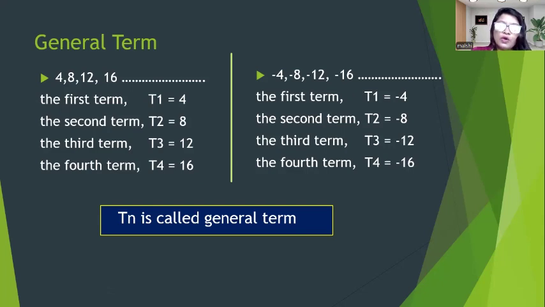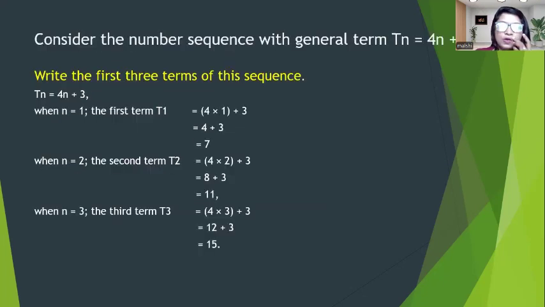When you find any term using the number pattern, you need to identify the general term for the given pattern. This is an example of how you find the first three terms. According to this question, the general term is Tn equals 4n plus 3. Here, you need to find the first three terms of this sequence.